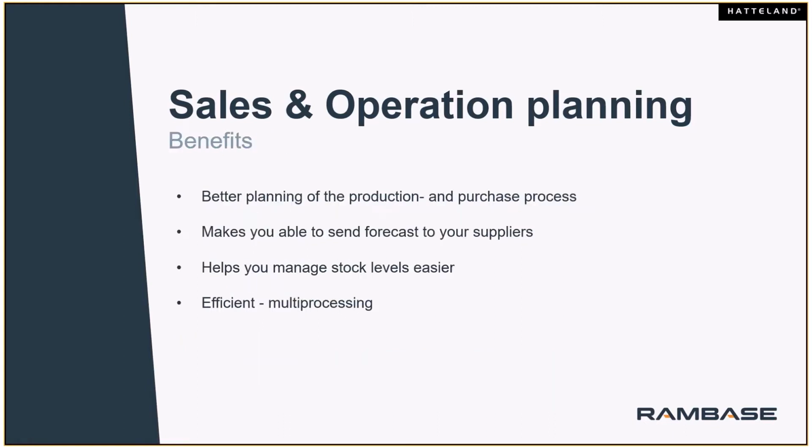So what are the benefits of using this sales and operation planning process? You get better planning of the production and purchase process. It also enables you to send out forecasts to your suppliers. This in turn will help you manage your stock levels more easily, and it's also more efficient since one can create both several production orders and purchase orders simultaneously. So there's multiprocessing enabled.